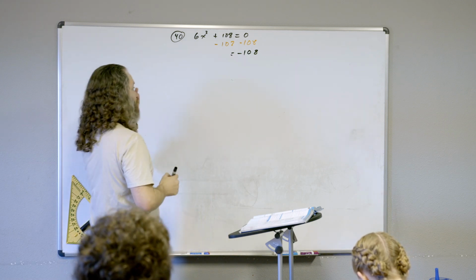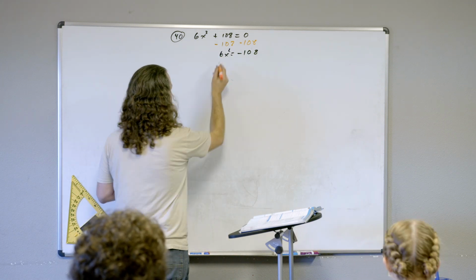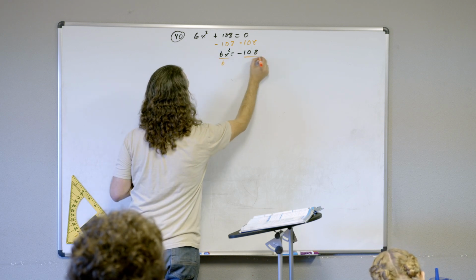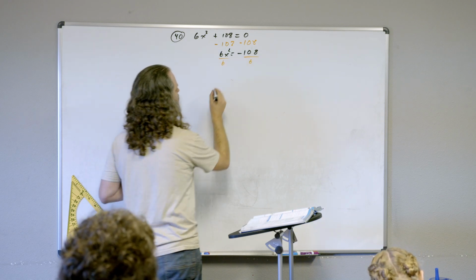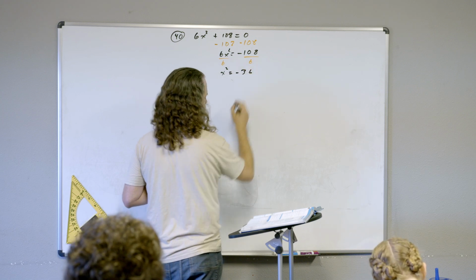Okay. Equals 6x. Now what? Divide by 6. I love it. Good job. What is negative 108 divided by 6? Negative 36.